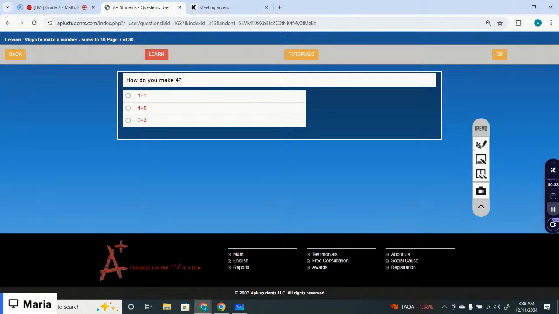How do you make 4? Which is the correct option? That is 4 plus 0. Option number 2 is the correct option.